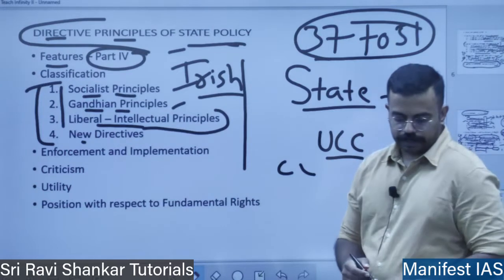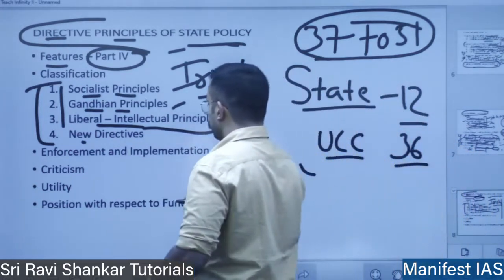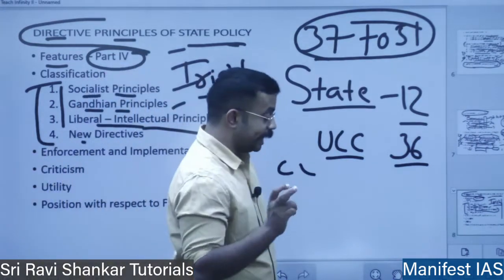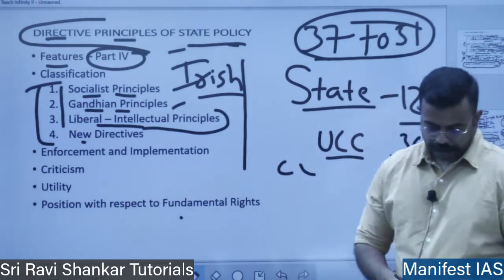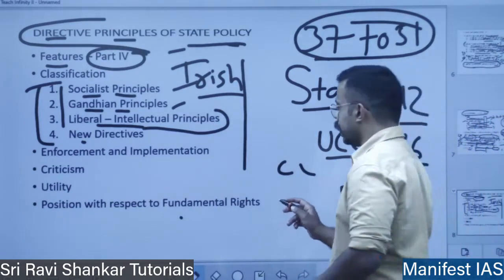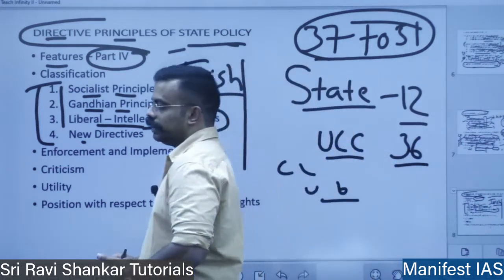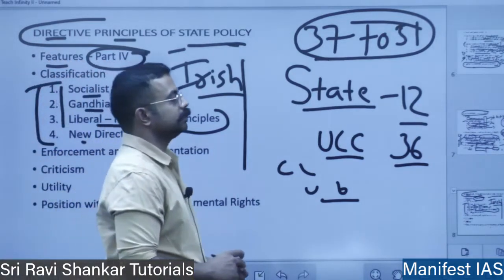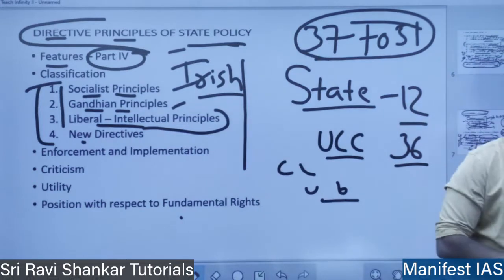Next comes Article 45. So right to education. So the state has to give early childhood care and education until age 6. Till age 6, the government has to give free early childhood care and education.